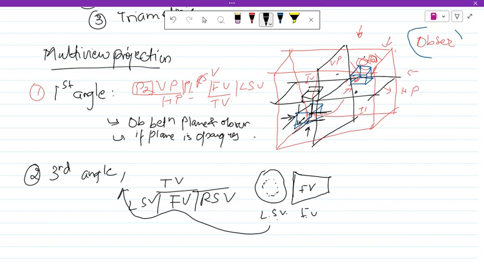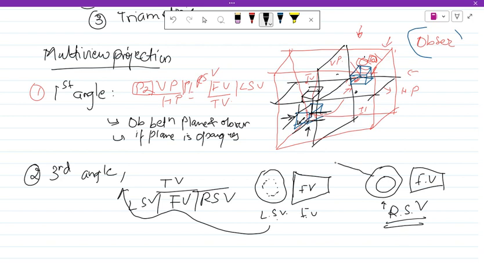Also, for first angle projection, we have to place the right side view and front view. So if this is a front view, we have to put the right side view here. This is our right side view, and it will be our first angle projection. This is the representation of first angle projection. These are generally presented in our engineering drawing sheets.